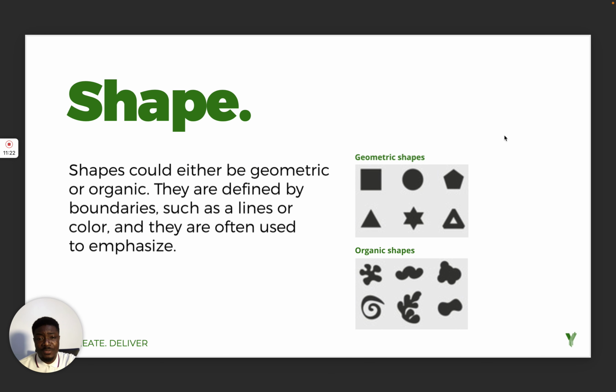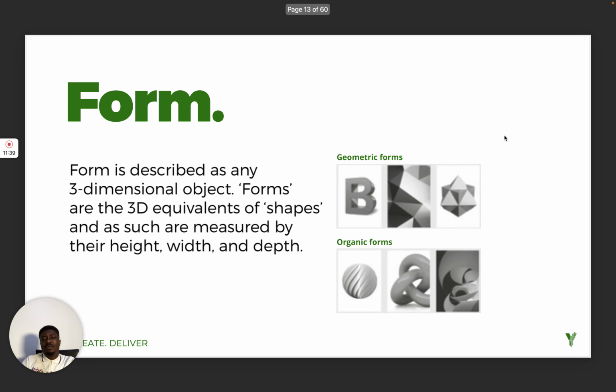Now, you have different types of shapes. You have circular shapes, which is categorized into geometric shapes, and you have a bit of abstract shapes, which is categorized into organic shapes. Now, when we start the practicals, you eventually get to understand what I'm talking about. Now, we also have forms. Now, in designing, there are different types of forms, and I know by now you must have probably heard them. And form is described as any 3D dimension object. Sometimes it can be 2D. Essentially, whatever form it is you're working on, it can be measured by height, width, or depth.